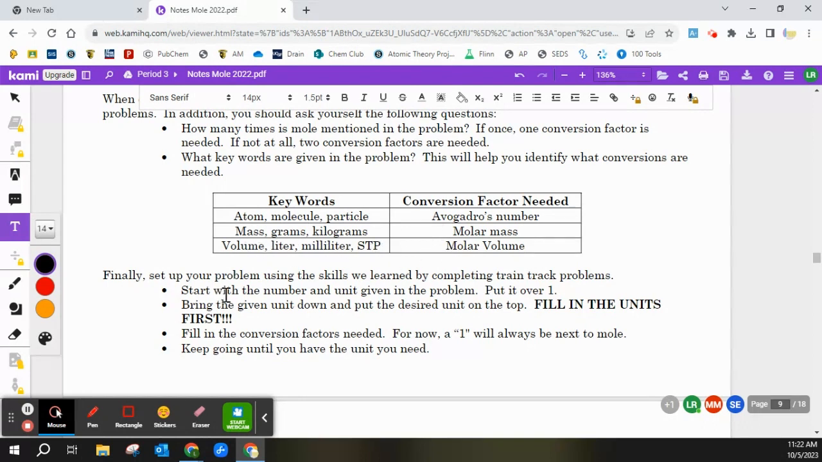Then you're going to set up your problem using train tracks, because that helps you with: where do I put the units? Do I multiply or do I divide? So you're always going to start with the number and unit given in the problem, put it over 1. Bring the given unit down, desired unit on top. Do the units first. Then fill in the conversion factors.